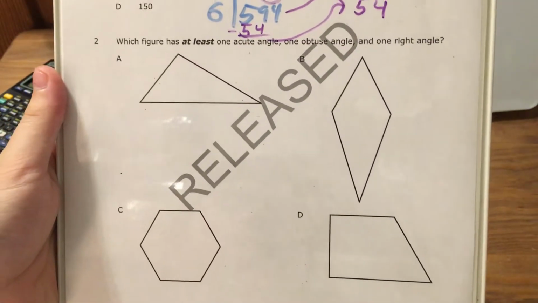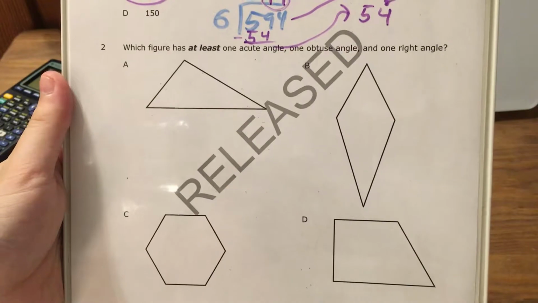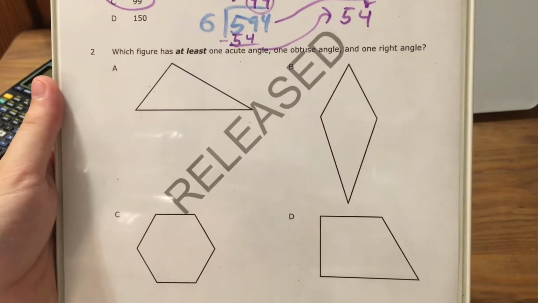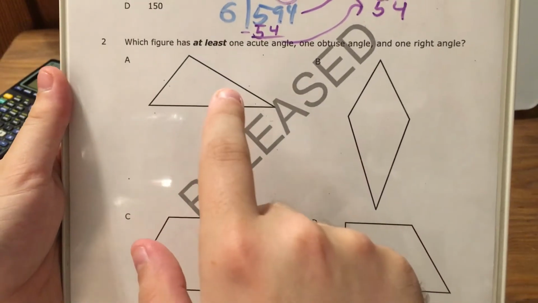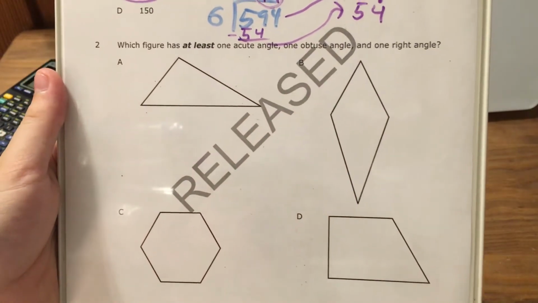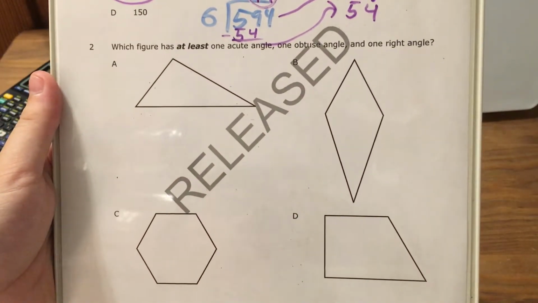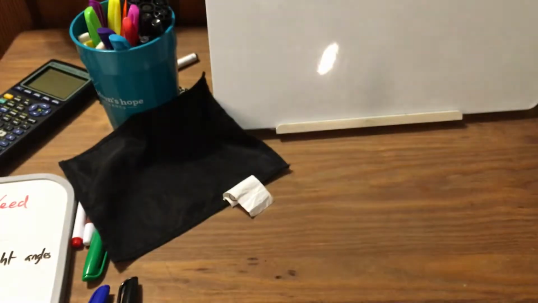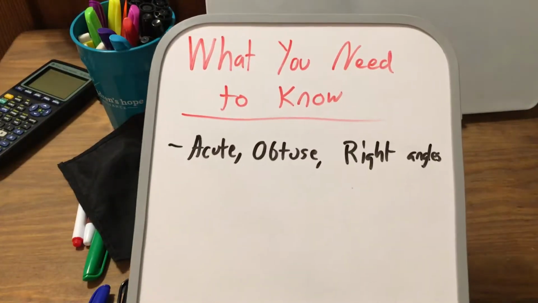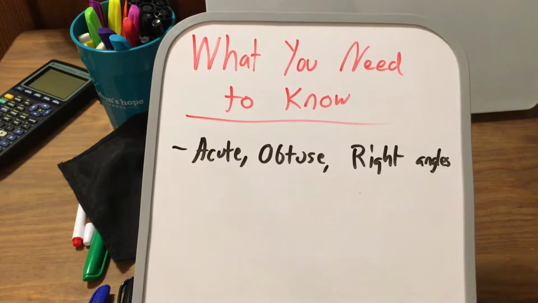This is Mr. W. We're tackling question 2 in the 4th grade math questions that North Carolina released this past school year. We're being asked to tell which of these figures from A, B, C, and D has at least one acute angle, one obtuse angle, and one right angle. So in terms of what we need to know to do well in a question like this, you guessed it, it's acute, obtuse, and right angles.